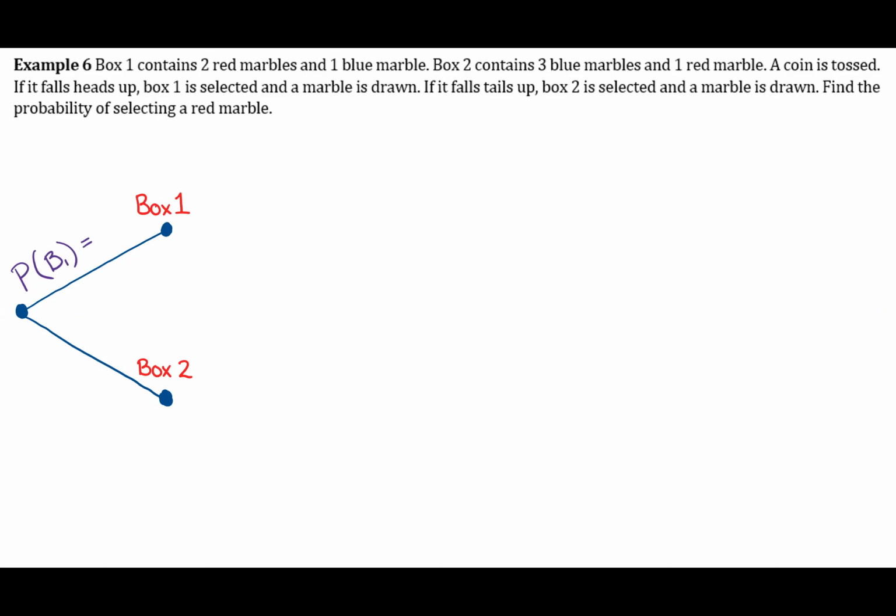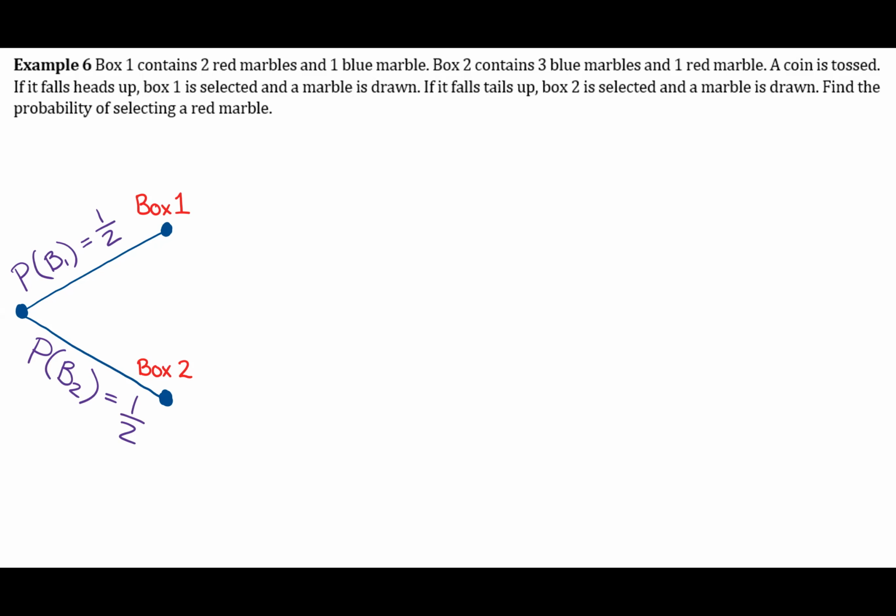Okay, so what's the probability that we end up selecting from box 1? Well, we have a 50-50 chance because it just depends on what the outcome of the coin is. So the probability that we get box 1 is going to be 1/2. And then the probability that we get box 2 is also 1/2.